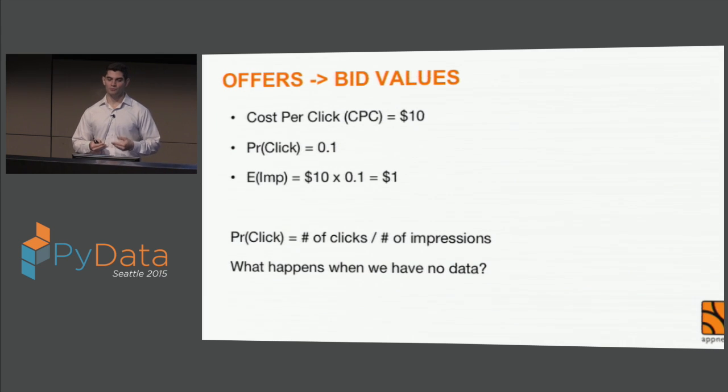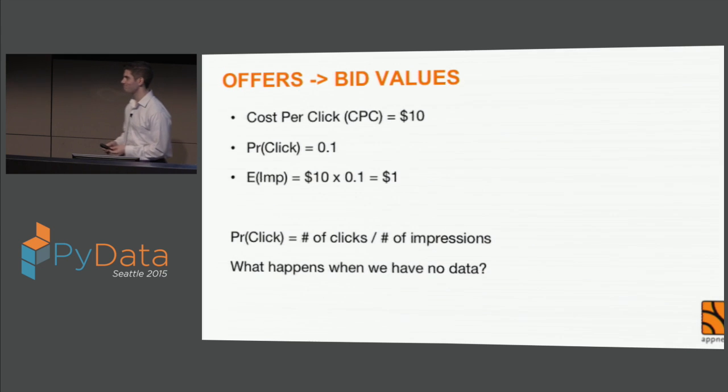So this makes sense when we have enough data to do this computation. We just get the number of clicks divided by the number of impressions for some offer website combination. Unfortunately, it becomes a much more difficult problem when we don't have any data and we can't make this computation. So Stephanie's going to talk to you about what we do in this situation.